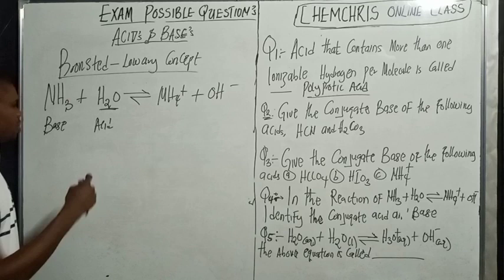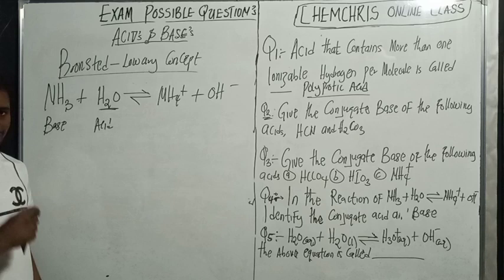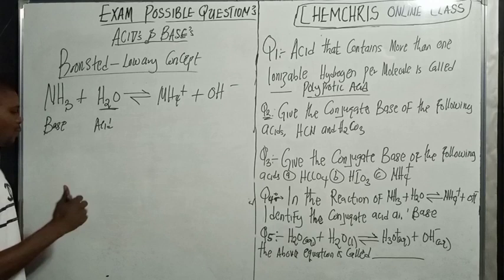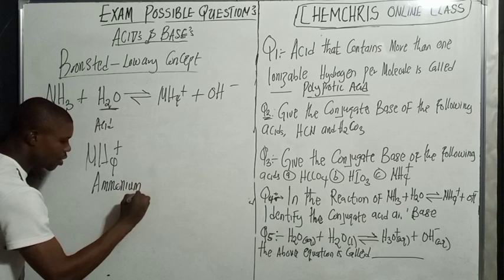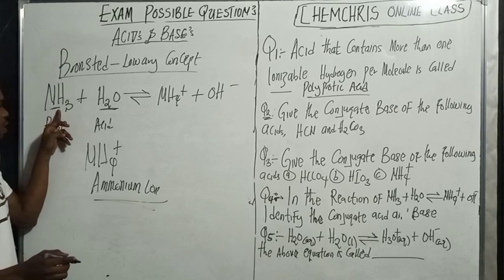Here we have three hydrogens. But when you gain one hydrogen, it becomes four, right? So when ammonia gains one hydrogen, it goes to NH4+, which is the ammonium ion. This is called ammonium ion.